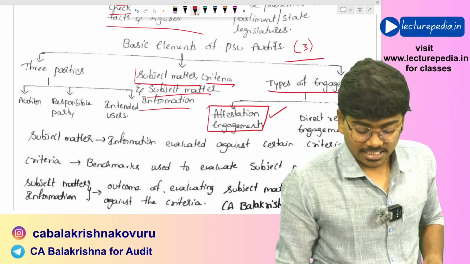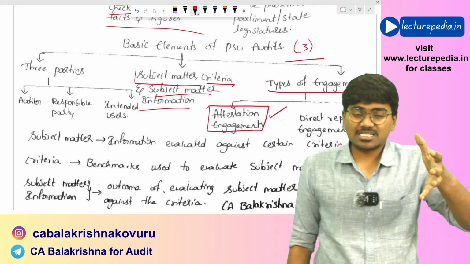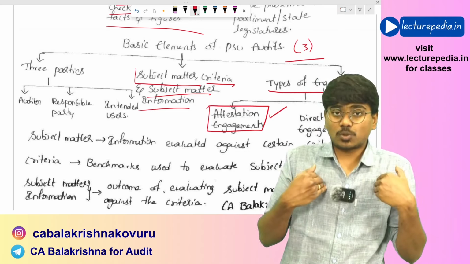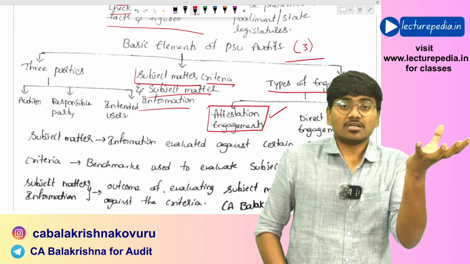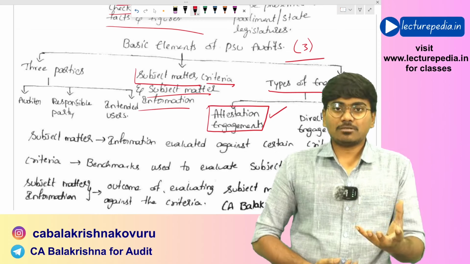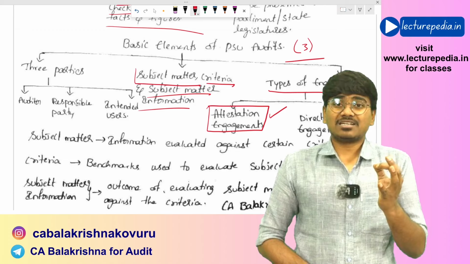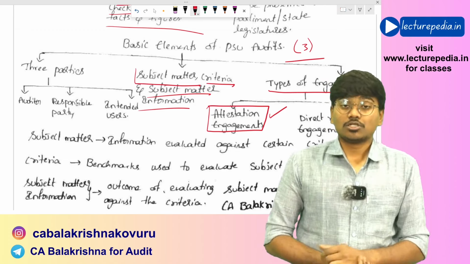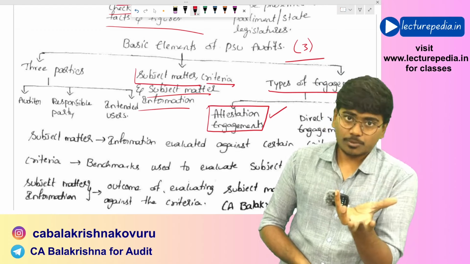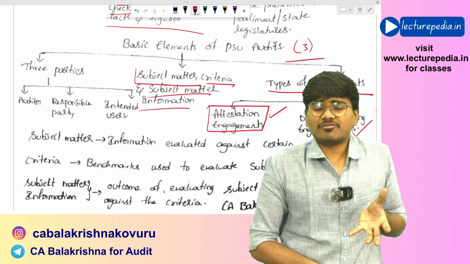Next, direct reporting engagement. In case of direct reporting engagement, management will not present any subject matter information. Instead, the auditor himself has to compare subject matter with criteria and give his report. An example would be the auditor giving a report on internal control over financial reporting. So he will check how the controls are working around the financial reporting process. For this purpose, management is not giving any subject matter information to the auditor.